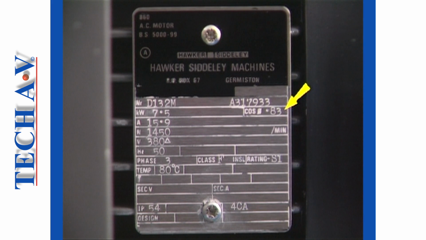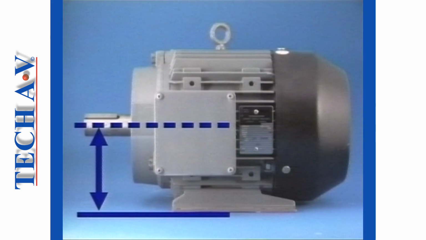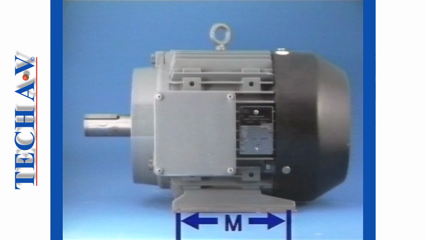The cosine theta stamping indicates the power factor and is information required by engineers to calculate the motor's power consumption. The remaining specification is the frame size. In this number D132M, one can establish that the shaft center is at 132 millimeters above the base line. The letter M designates a standard dimension between centers of the motor's pedestal mountings.